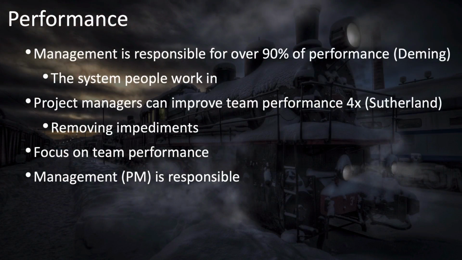Not only did Deming feel that management is responsible for over 90% of a team's performance, also Jeff Sutherland, one of the co-creators of Scrum, also felt that team performance could be improved as much as 4-fold by having management, in this case project managers, focus on team improvement, specifically on removing impediments to the productivity of the team. The focus here being on team performance, not exclusively, but as something that has more opportunity than individual performance.